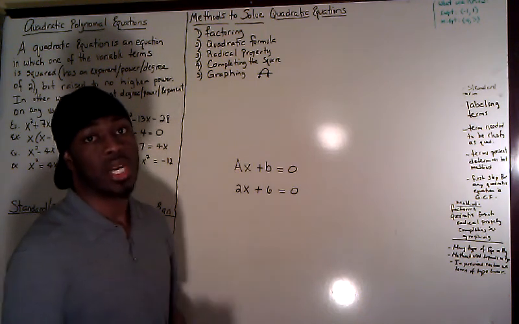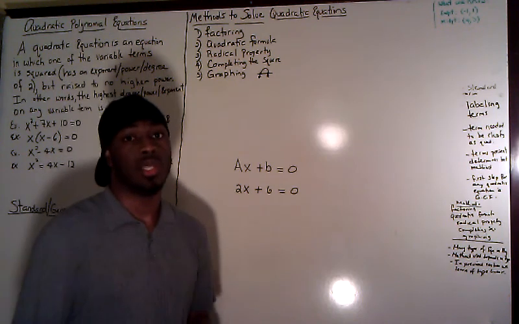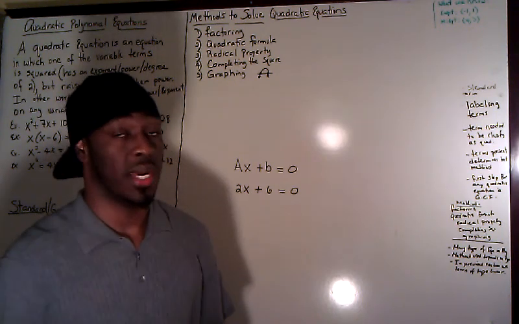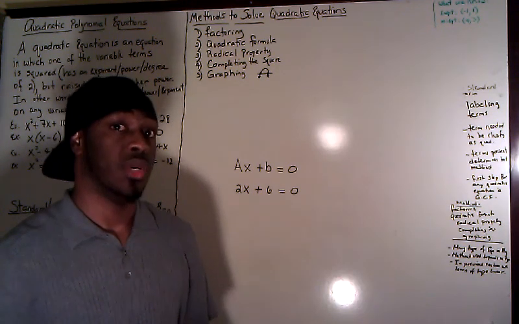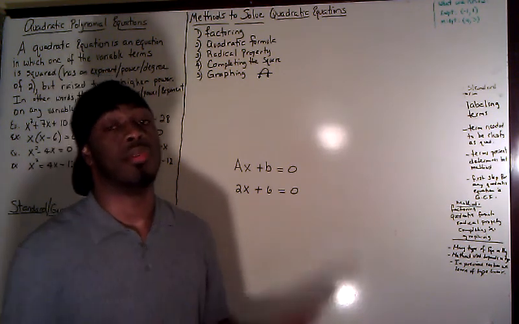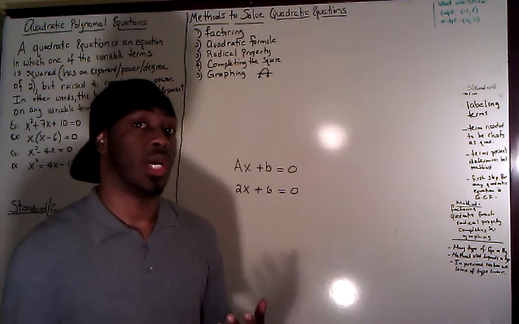equation, the highest degree in that equation, is 2. And those types of equations are what's called quadratic equations. There are several methods we use to solve quadratic equations, but before we get into the methods, let's try to define what a quadratic equation is.